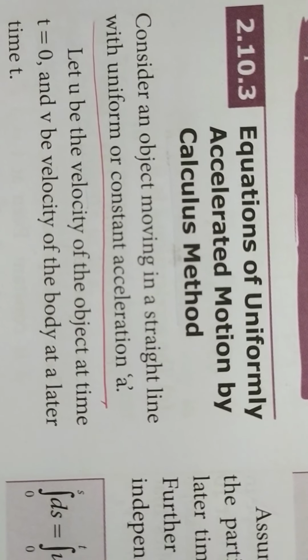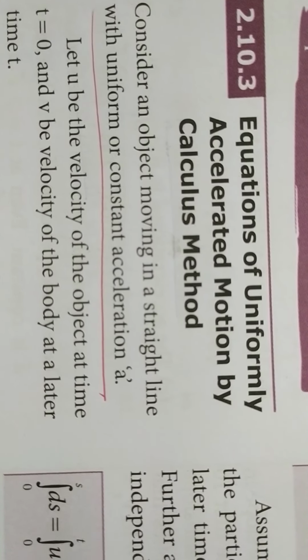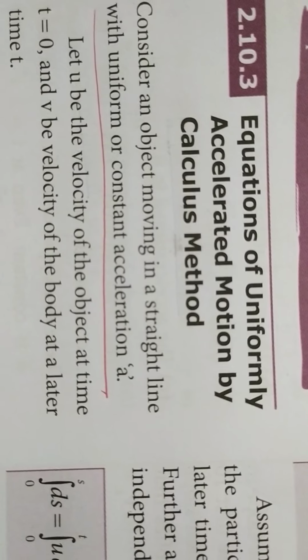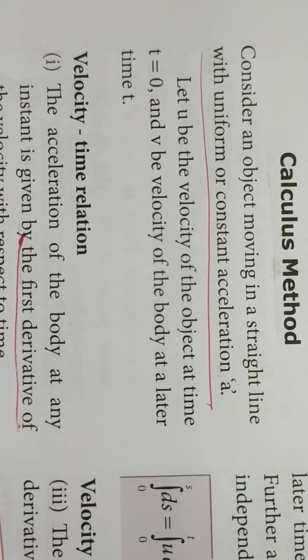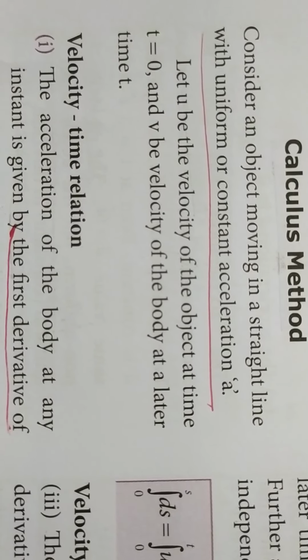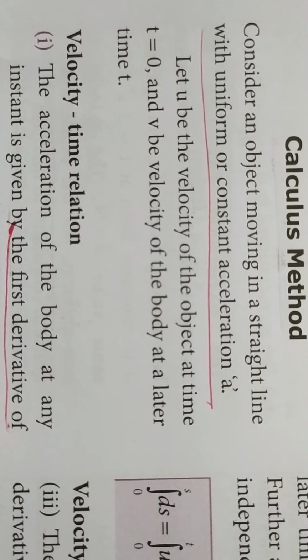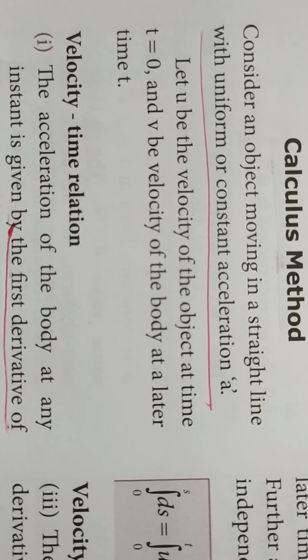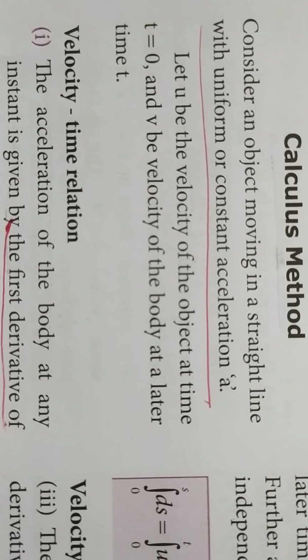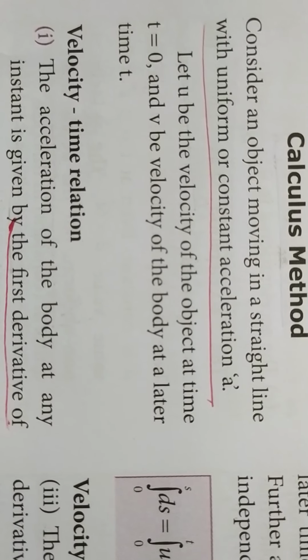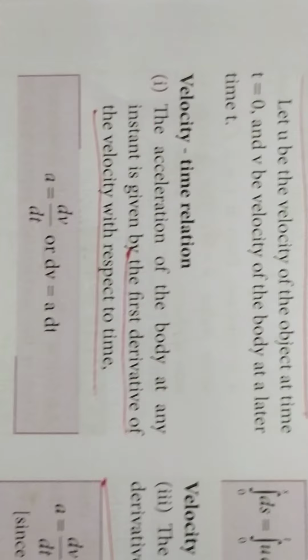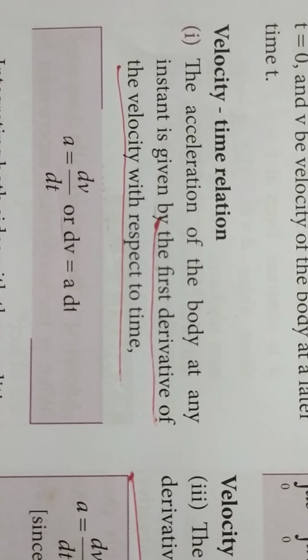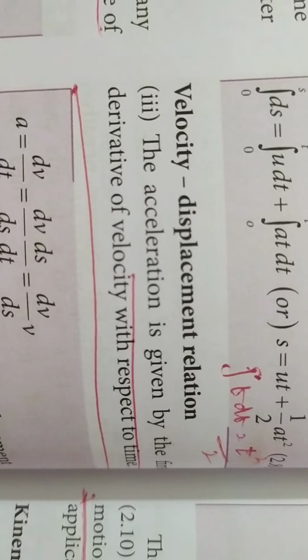Here you consider an object moving with a constant acceleration a, in a straight line. Let u be the initial velocity, which is equal to 0, because while starting to fall or move, the initial velocity will be 0, and the velocity is v at a time t. Here we are going to derive three relations. First, the velocity time relation, then the displacement time relation, then the third one, the velocity displacement relation.